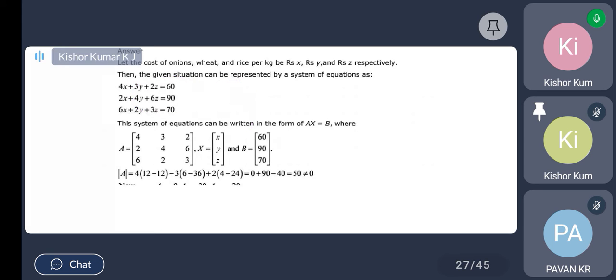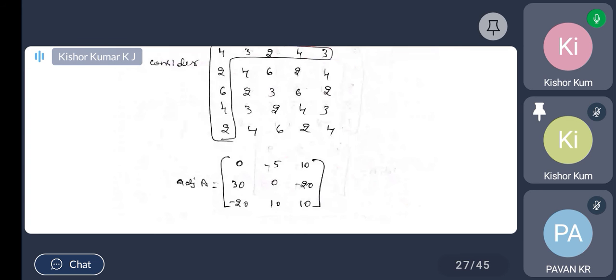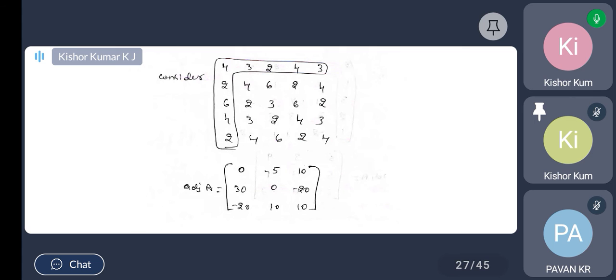So now, as is the normal procedure, first calculate the determinant of A, expanding along R1. You will get it as 50, and we can easily say that 50 is not equal to 0, because we all know how to evaluate this determinant value. Now, having the determinant value, you have to move on to find the adjoint of A.